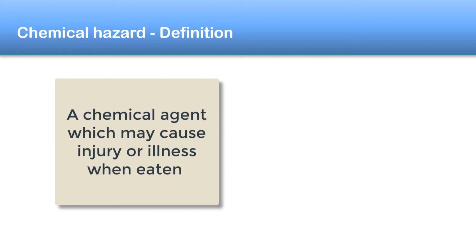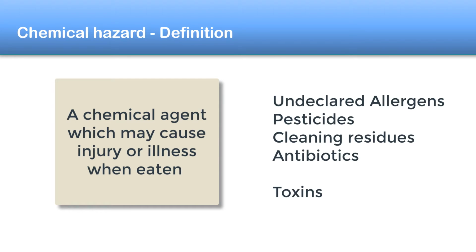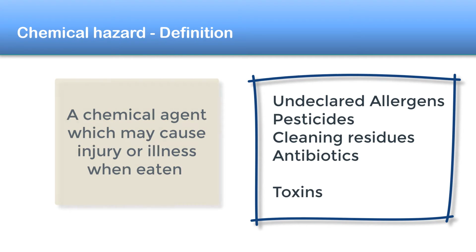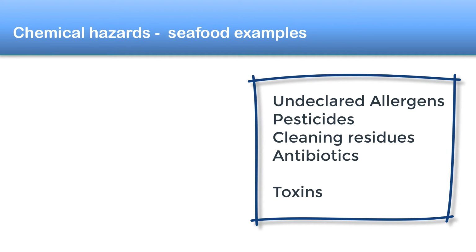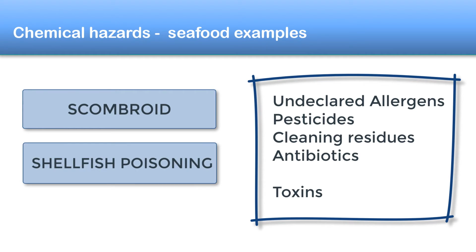A chemical hazard is a chemical agent which may cause injury or illness when eaten. These agents are not supposed to be in the food. Examples include undeclared allergens, pesticides, cleaning chemical residues, antibiotics, and toxins. For example, histamines or paralytic shellfish poisoning toxins. Histamines can cause reactions in food consumers if they're created in the fish products. They can be created by temperature abuse of scombroid fish like tuna or herring, so temperature control of those fish is very important. Shellfish poisoning can result when microorganisms in the water bloom during red tide events, making toxins that cause illness.